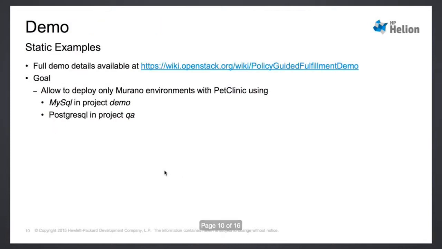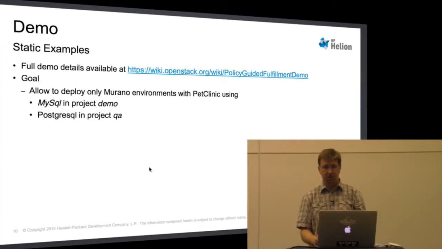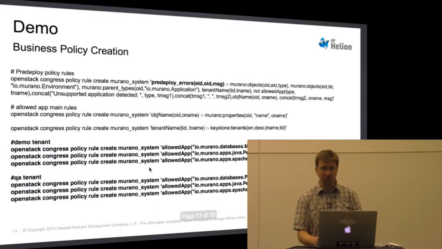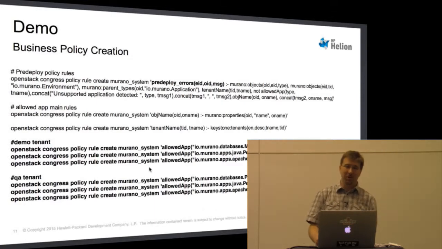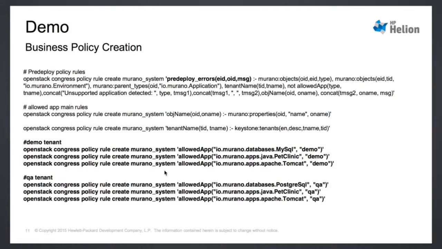So let's go for a quick, simple example. The goal of the example is to show that we are able to say some applications are not allowed in a given project. Let's start with the definition of rules. It could be seen as complicated, but you can see here that we have a pre-deployment errors table, which is important for the integration, and the set of rules set on the individual projects. You can see that MySQL is allowed in the demo project, and the QA project supports only Postgres.